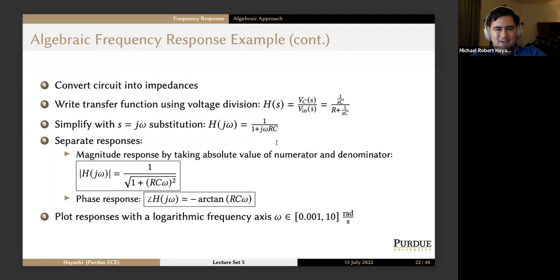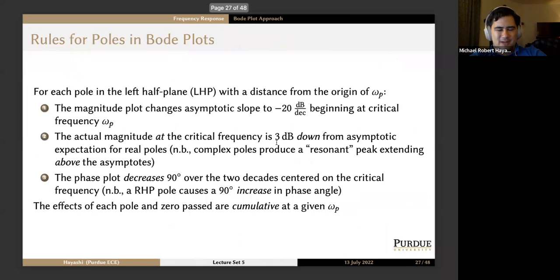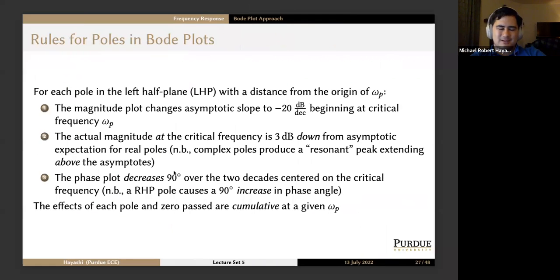Before we go on, I wanted to explain where we got some of these Bode plot rules, but I'll first check if we have any questions. Seeing no questions about the review of resonance.